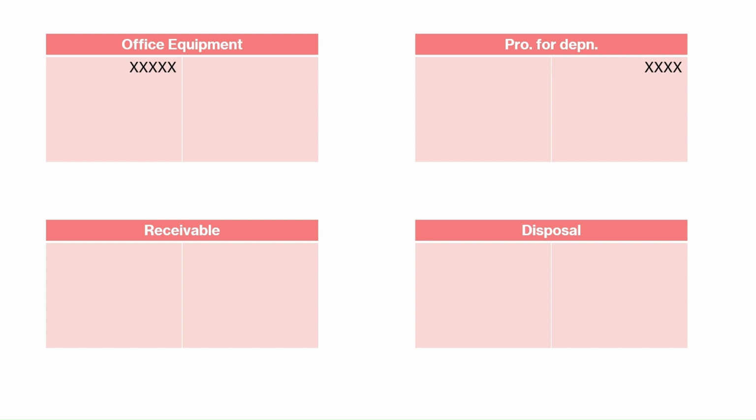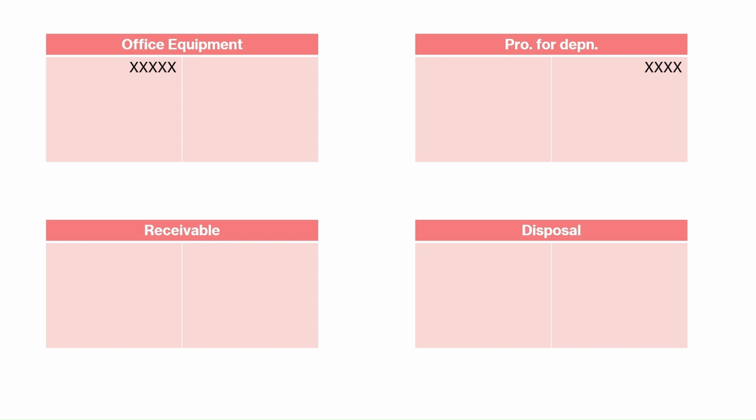Office equipment account will have a debit balance because it's an asset. Provision for depreciation account, it's a contra asset account. The asset value will be decreasing as an asset depreciates. That's why it's on the credit side. So that's a general balance that's given in black.